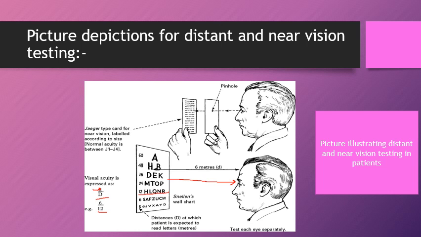The figure above represents the near vision charting, and the chart used for near vision is the Jaeger's type of chart. The patient holds this Jaeger's chart at a distance of 35 centimeters, and the pinhole is usually not needed for near vision. In near vision, usually we check both the eyes simultaneously, unlike distant vision where we check one eye after the other.